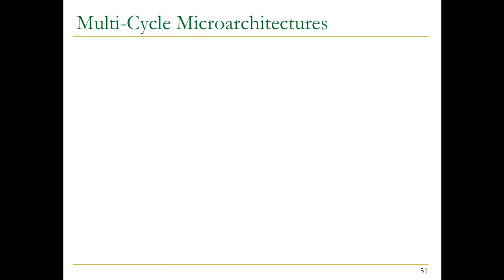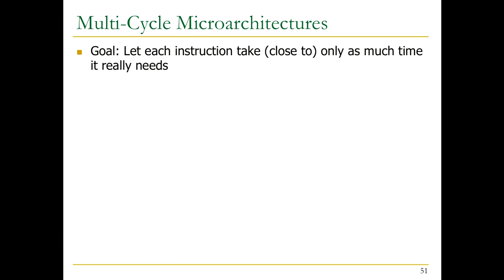Now, we've already covered some multi-cycle, but let's go into it in a little bit more detail. Basically, there are some other, peripheral goals also, like reducing the hardware cost and making things simpler. But the goal I will motivate this with is letting each instruction take only as much time as it really needs. That's the ideal that you would like, right? If an instruction finishes quickly, you should spend only that much time. If an instruction requires a long time, you should spend that much time.